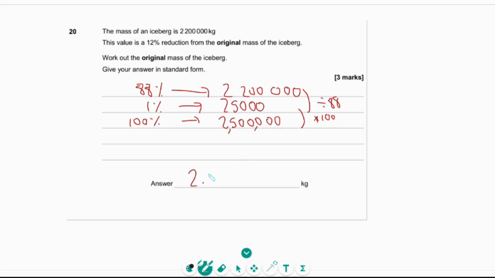Give your answer in standard form. So it's 2.5. First number needs to be between 1 and 10, times 10 to the 1, 2, 3, 4, 5, 6. So if I imagine my point is here, I need to move it 1, 2, 3, 4, 5, 6 to get it here. So 2.5 times 10 to the 6.